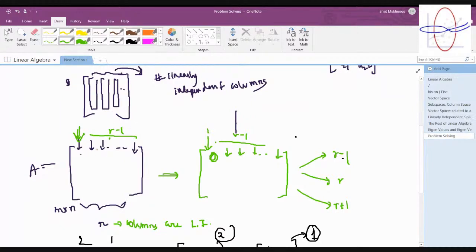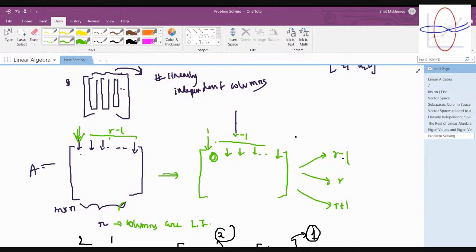Suppose if you take this vector, there are only R minus 1 linearly independent vectors over here. If you include this vector, it can become R on the right hand side. It can increase by 1, and similarly it can decrease by 1. So essentially this is the idea. I hope all of you understood this.